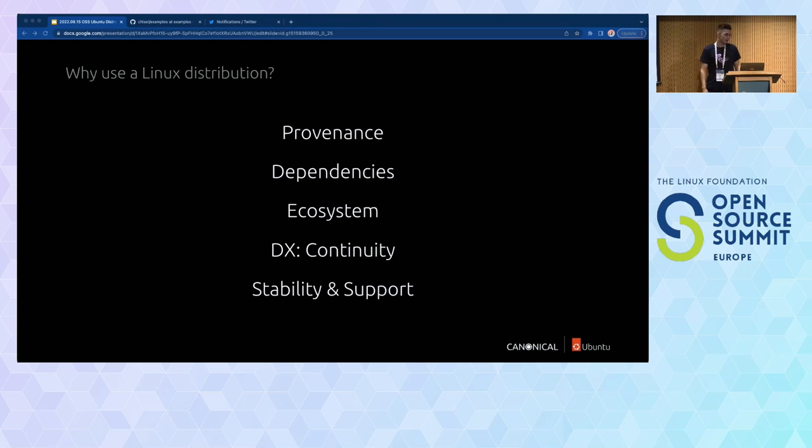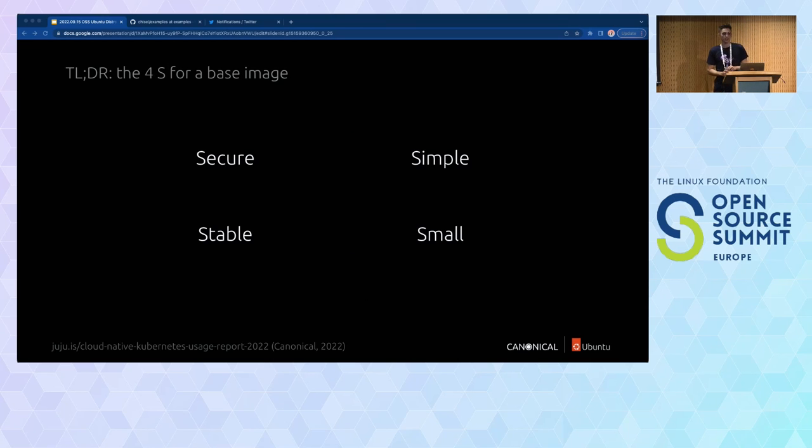And finally, some Linux distributions come with clear release cycles, enterprise support, etc. It's not so fun to talk about, but many of us work for companies that have strict policies or even industry regulations, so that could be a reason why you're looking to use a Linux distribution and not just an empty container image. So to put it in a nutshell, you would try to find the right balance between these four S's for a base image: secure and stable on the one hand, and on the other hand, simple to use and very small.